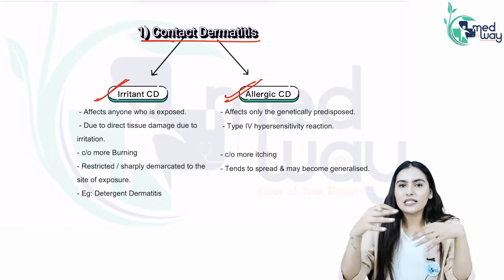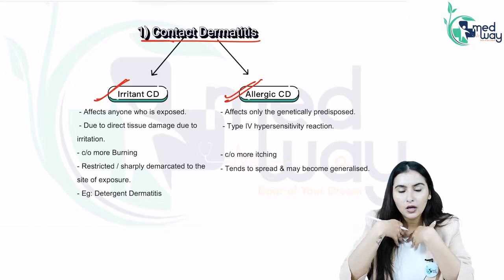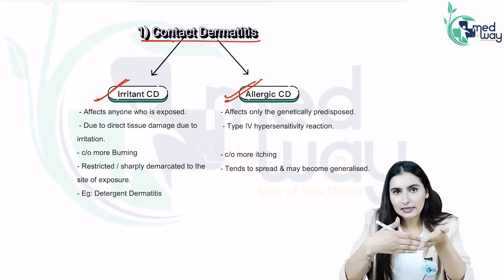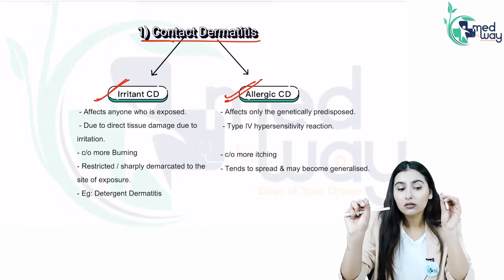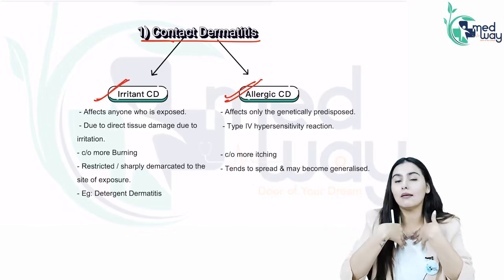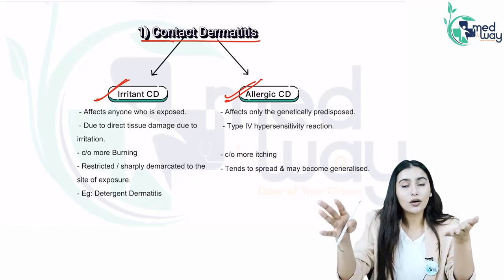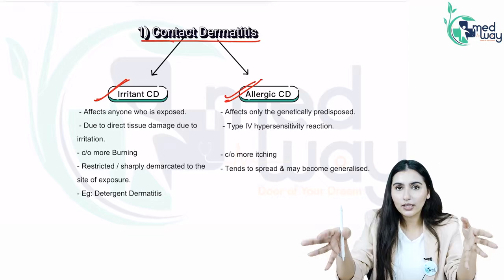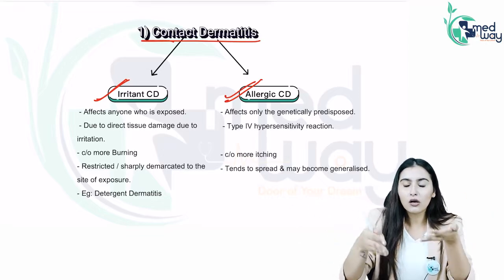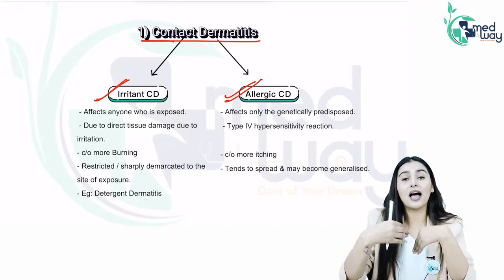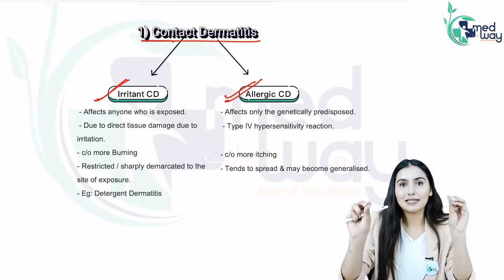Irritation, if something is irritating, it can irritate you also, it can irritate me also. So irritant contact dermatitis can happen to anyone. Okay. Allergic. Suppose you are allergic to something, but I am not allergic to that thing. So allergic contact dermatitis does not affect anyone and everyone equally. Okay. If you are predisposed to that thing causing allergy, you will get allergic contact dermatitis. If I am not predisposed, I will not get it. Understood? That is the basic difference.